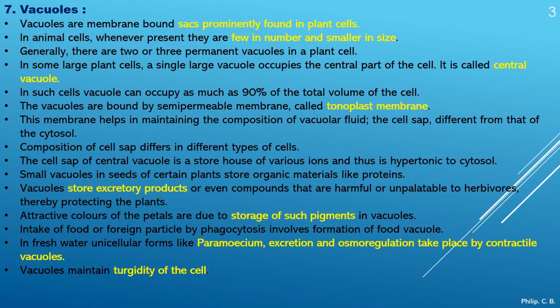The cell sap of central vacuole is a storehouse of various ions, and thus it is hypotonic to cytosol, meaning high in concentration. Small vacuoles in seeds or certain plants store organic materials like proteins. Vacuoles store excretory products or even compounds that are harmful or unpalatable to herbivores, thereby protecting the plant. So as we know, some plants may be poisonous or not able to be consumed. Why? The reason is the vacuoles may have excretory products or certain harmful compounds which cannot be consumed. If consumed, they may leave a bad taste in the mouth, or even affect health.